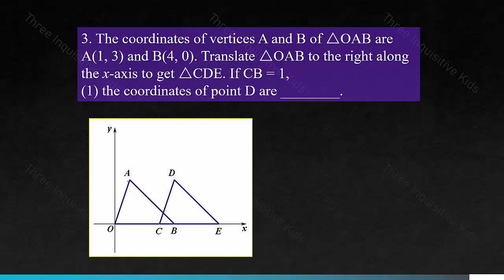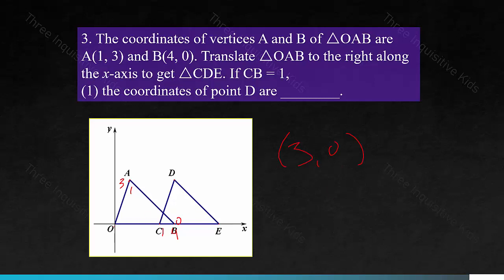So A is (1, 3), and B is (4, 0). Triangle OAB was translated to the right along the x-axis to get triangle CDE. CB equals 1, so that's 1 unit. In order to know the coordinates of point D, we have to know how much this entire triangle was translated. What was the distance? CB is 1, and B is (4, 0), which means that C is (3, 0). That's 1 unit less than B.